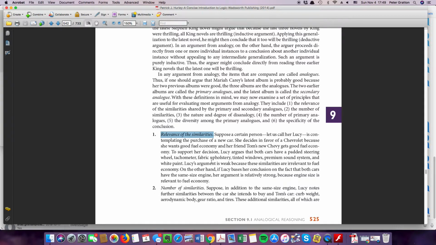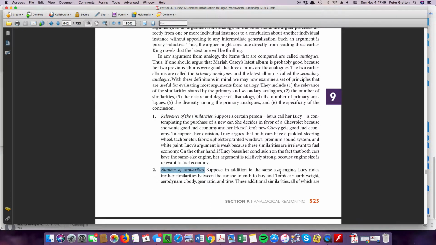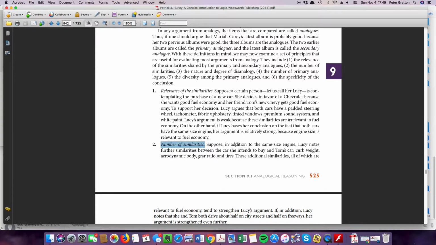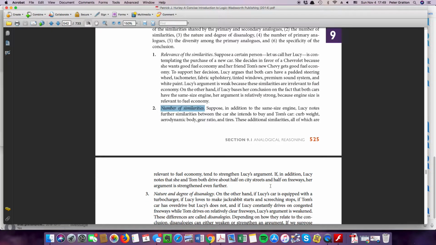In the two analogies, if we're comparing two cars about their fuel efficiency, it doesn't matter whether they're the same color. It doesn't matter whether they have the same type of tires, perhaps. But it does matter whether they have the same type of engine and so on. The number of similarities: the more similarities there are, the better. The more relevant similarities, though, the better. We'll get into this when we get back into the slides, but I want to go over this quickly.